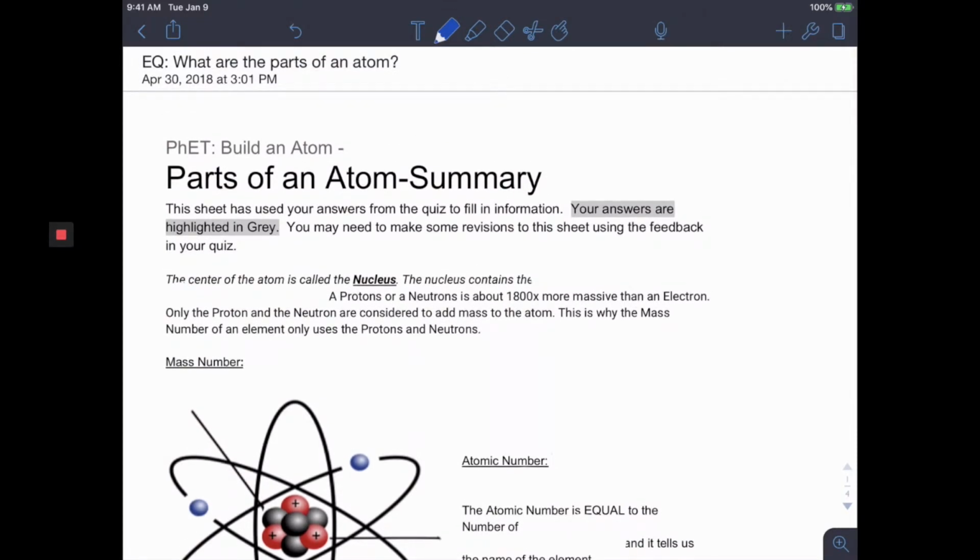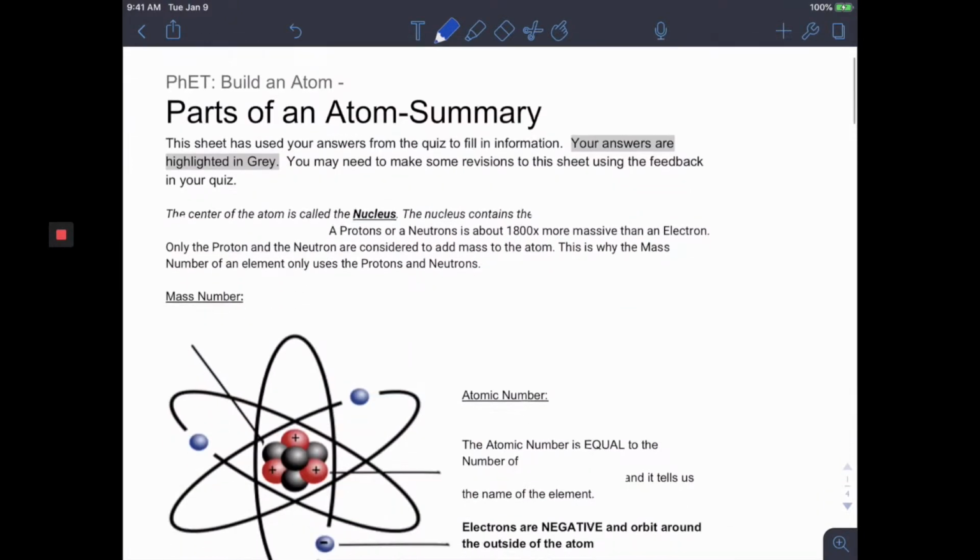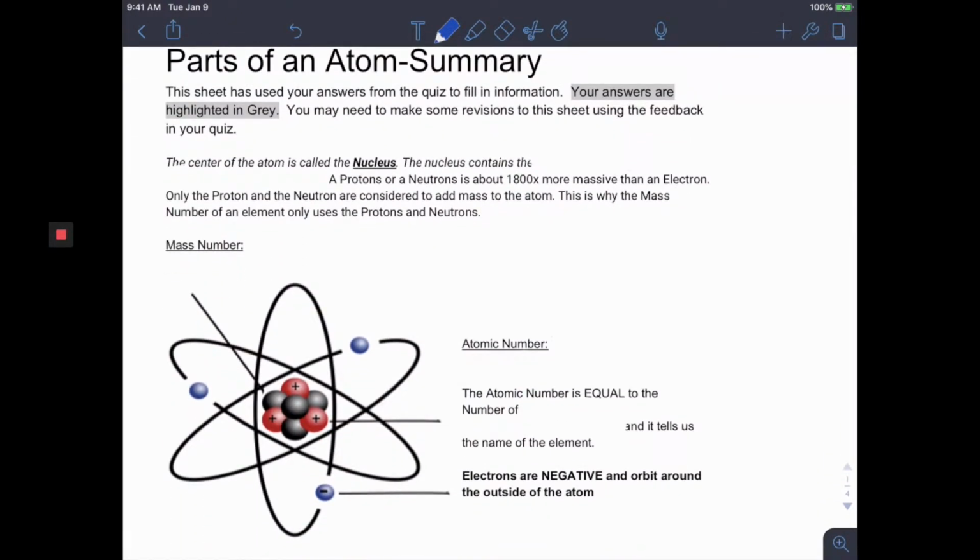You're going to put this in your notebook where it says, for an essential question, what are the parts of an atom? So let's get started here with the diagram. Let's just make sure you got the proper parts labeled, and you might need to add this anyways. Let's go ahead and label the three parts that are inside the atom. They are the neutron, the proton, and the electron.